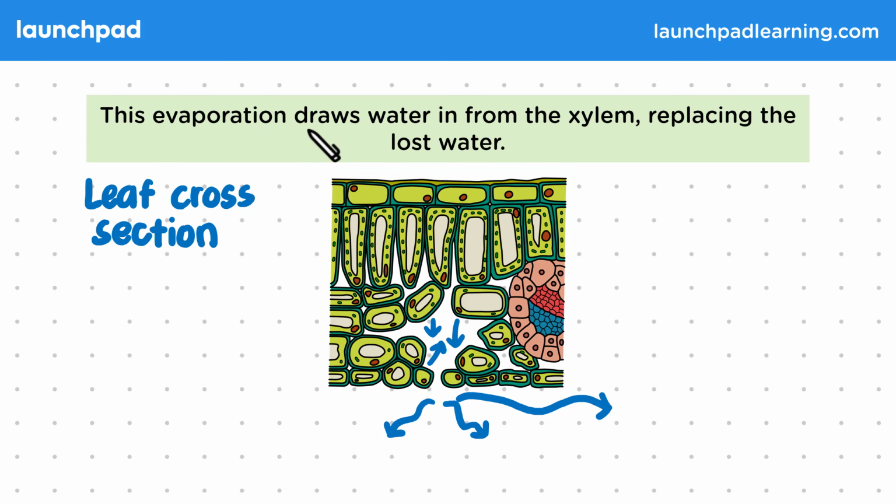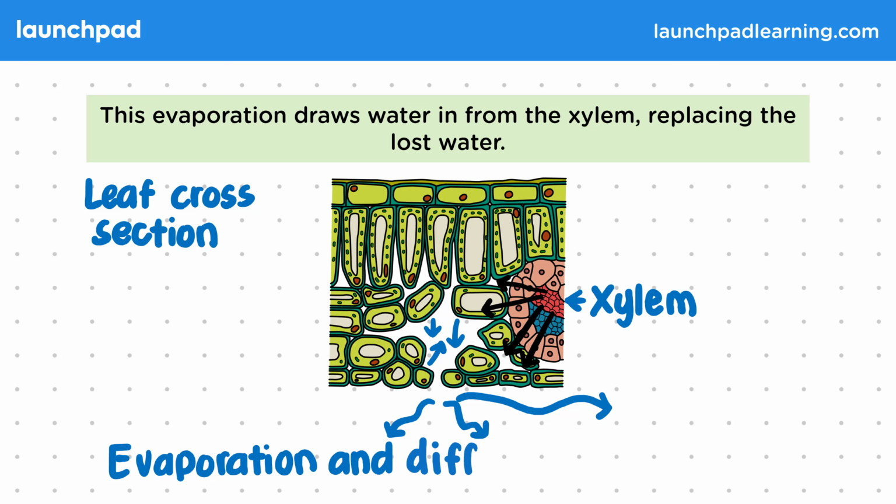This evaporation draws water in from the xylem, replacing the lost water. Remember that the xylem is a stiffened structure through which water and mineral ions travel, represented in this diagram in red. So then, water moves out of the xylem and is then lost from the leaves through the processes of evaporation and diffusion. Both of these processes are key processes that you're going to cover elsewhere in the course. What else is happening in the xylem?